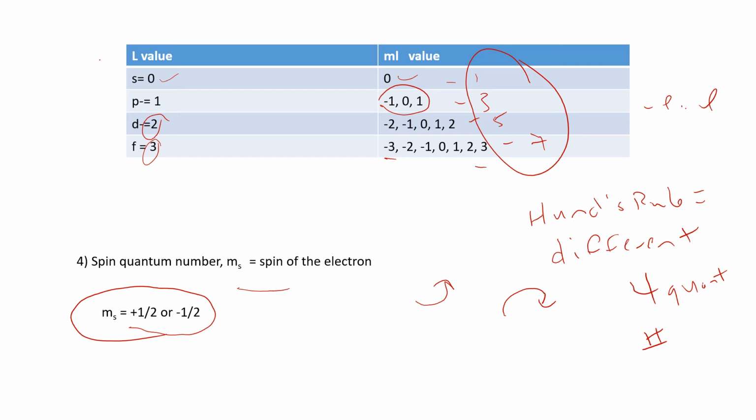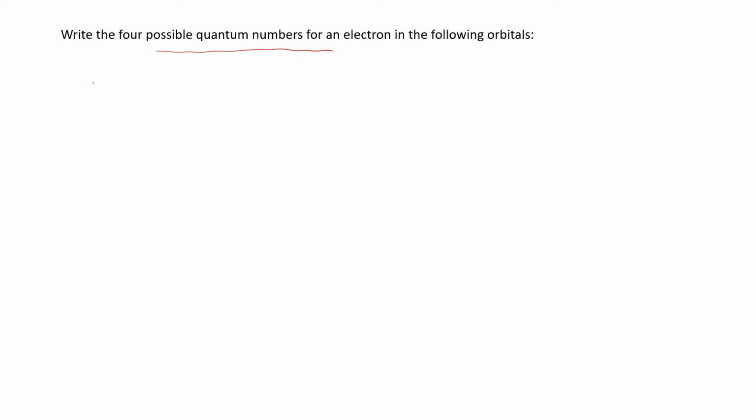So I'll just jump into this. We're going to write the 4 possible quantum numbers for an electron in the following orbitals. One thing about it, N and L are just going to have one value. They'll have one value, but ML and then MS can have more than one type. So that's something to keep in mind. These only have one value. These can have more than one value. Let's take a look at this. And again, I'll try to give you the possible scenarios.